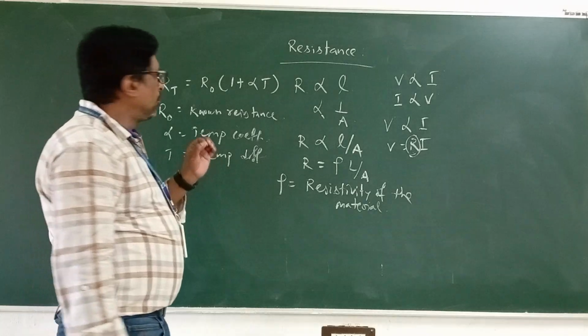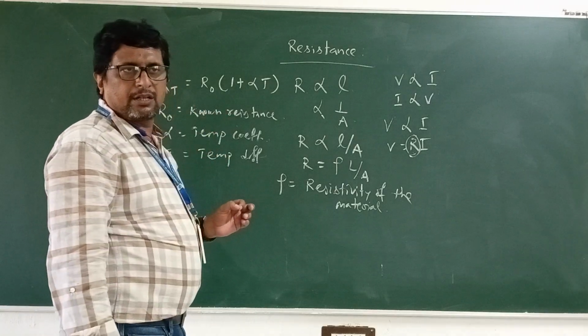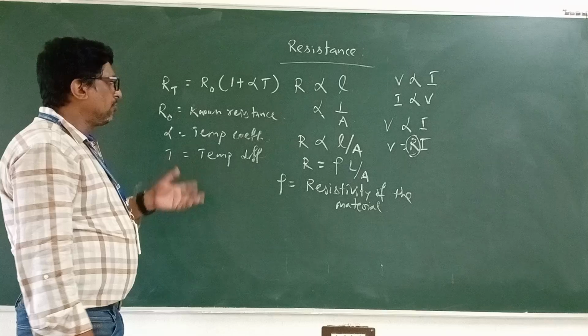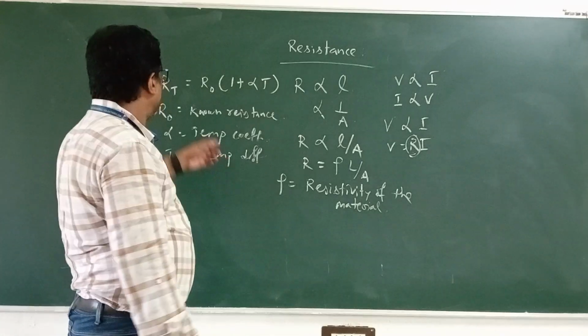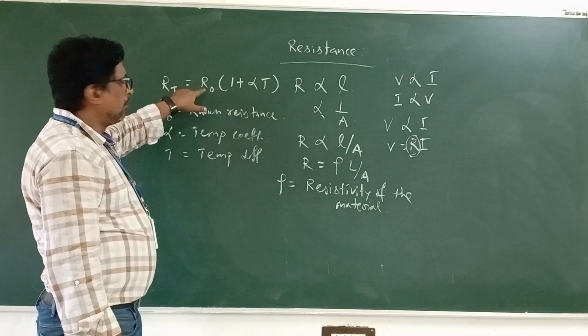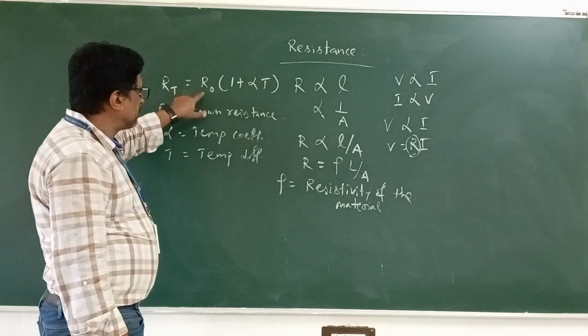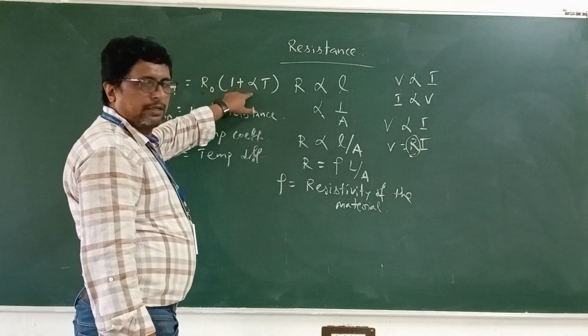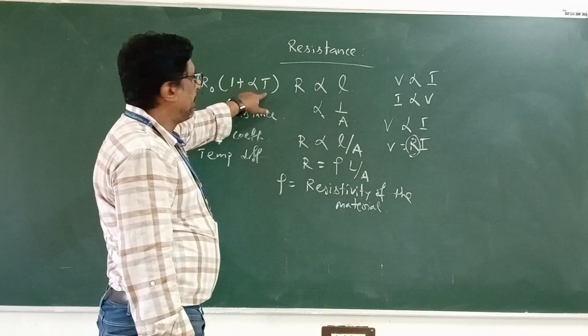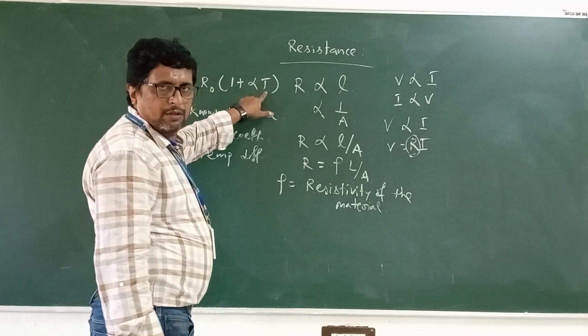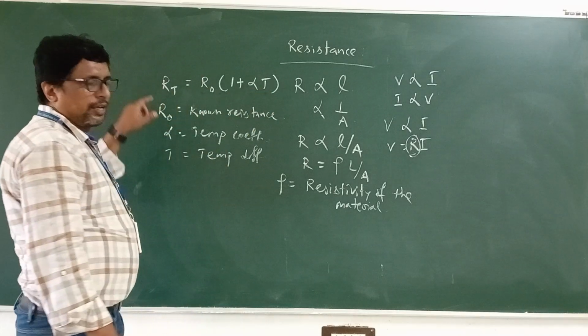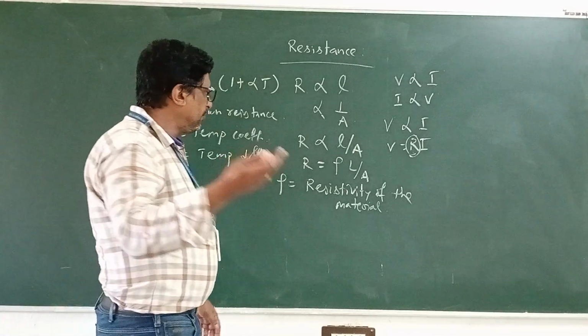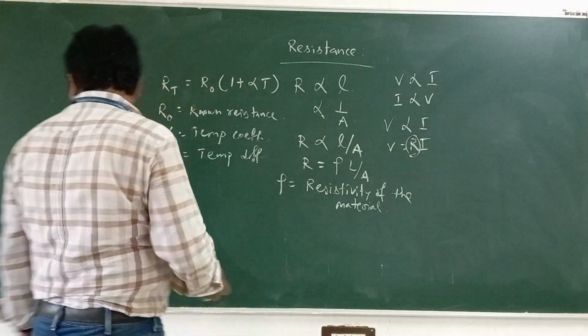That means if we know the resistance at 25 degrees centigrade and want to calculate it at 50 degrees centigrade, then R_T equals the resistance at 25 degrees centigrade into (1 plus the temperature coefficient of that material into (50 minus 25)). That is the answer. We will get the resistance at any temperature.